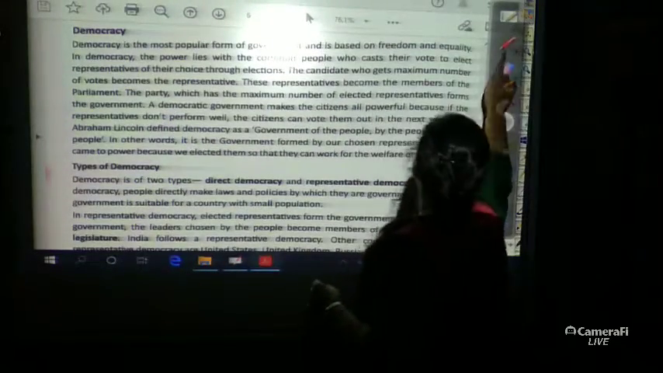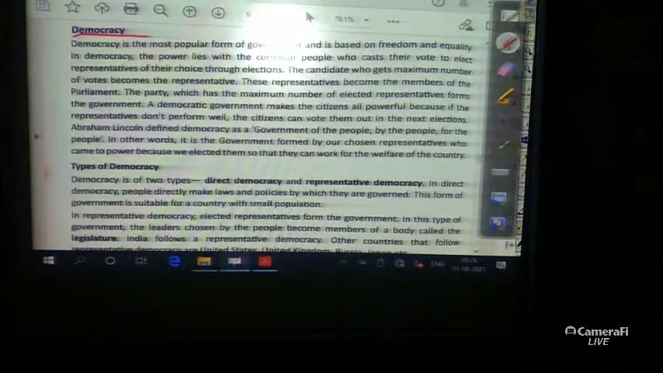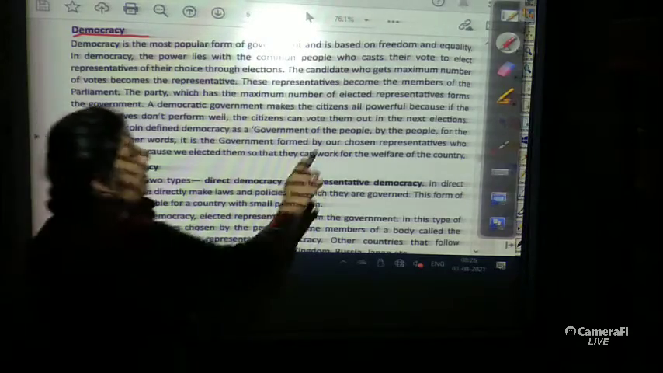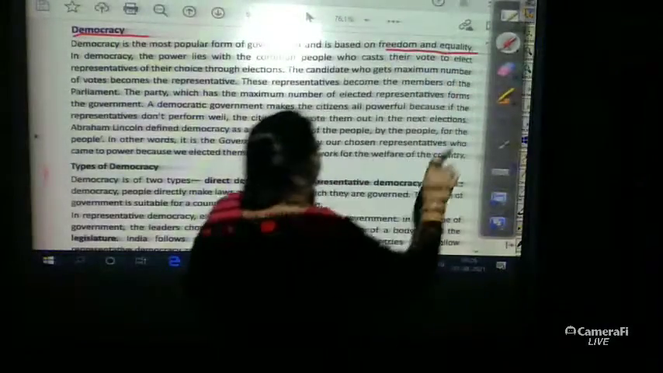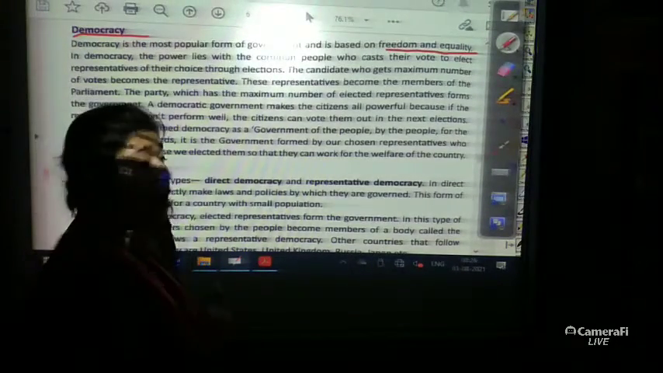Next is our democracy. Democracy is the most popular form of government and is based on freedom and equality. So it is based on freedom and equality. That means people can take decisions freely, and all are equal before the law also.